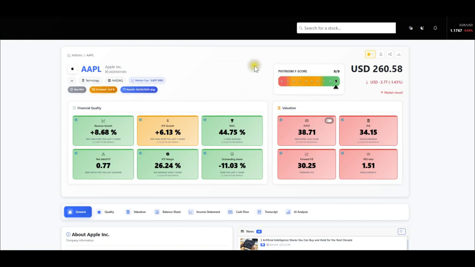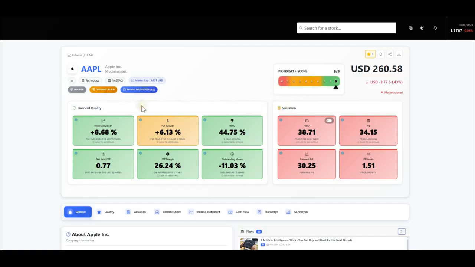On the right-hand side, you will find the Piotrowski score, an indicator of the company's financial strength, the latest known price, as well as real-time prices when the market is open, including the percentage change compared to the previous closing price. The most important part of the page is then divided into two sections. One dedicated to the company's financial quality, and the other to its valuation.